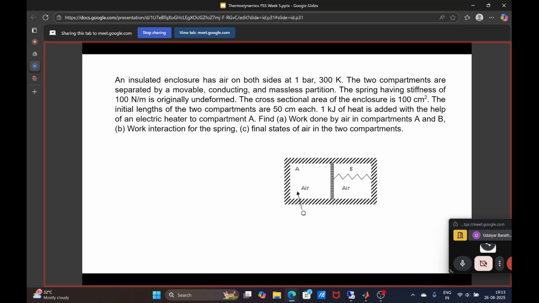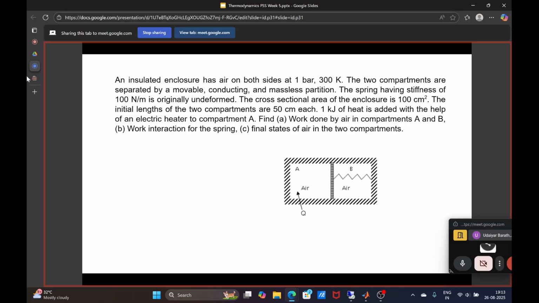1 kilojoule of heat is added with the help of an electric heater to compartment A. So doing so, we need to find out work done by air in compartments A and B, work interaction for the spring, and final states of air in the two compartments.